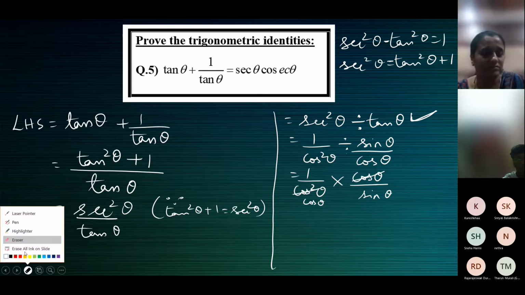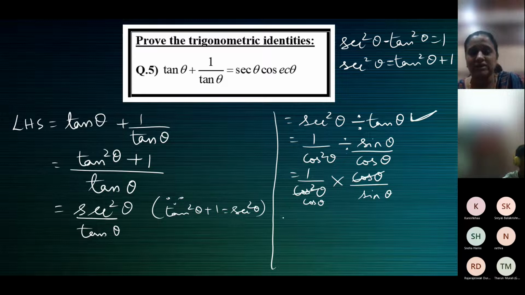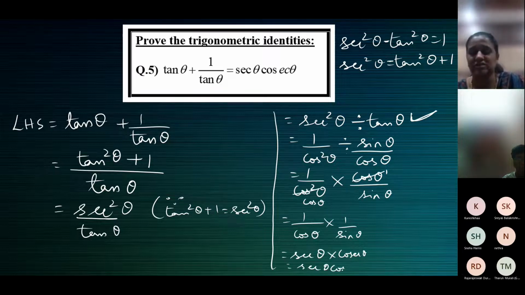You can see it there. It is equal to 1 by cos theta into 1 by sin theta. What is 1 by cos theta? Secant theta. And what is 1 by sin theta? Cosecant theta. So secant theta, cosecant theta, which is the RHS.